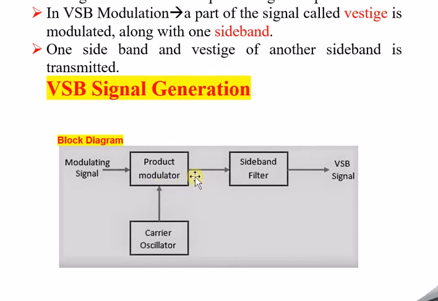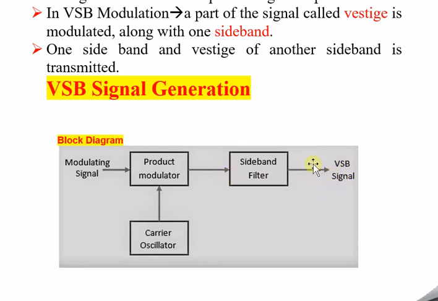Next, we will get the modulated signal, but we will not completely trust whatever is achieved at this point. So we pass it through the sideband filter. This filter will filter the sideband as well, the part of the sideband which I told you. This is also very important, so we have to use the sideband filter. After this sideband filter, whatever we get in the output is nothing but the VSB signal.